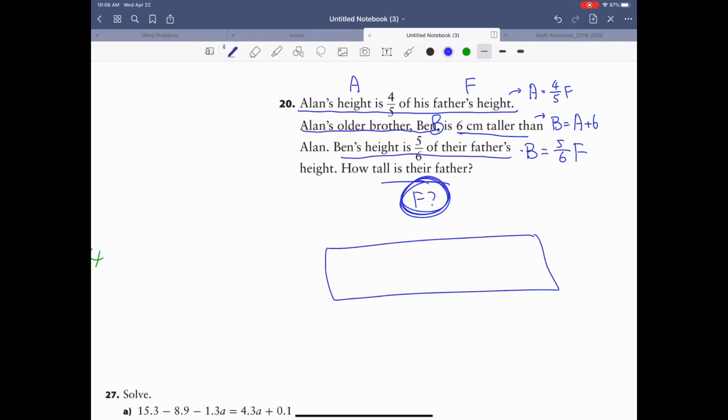Which equation does not have F? This one does not have F. Can you substitute B by F? Yes, it's here. Can you substitute A by F? Of course, it's here, okay? So B is 5/6 F. And then that equals, in this case, I'm just transferring it here, A, which is 4/5 F plus 6. Okay, that's your whole equation there. I'm just rewriting this middle equation by substituting F's into A and B. Okay, and solve.